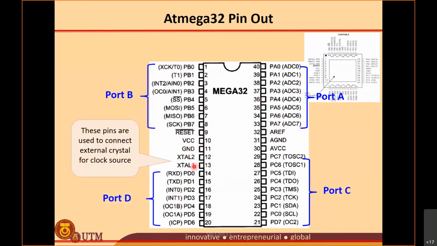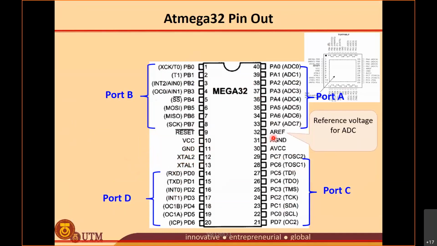Then we have external 1 and external 2. These pins are used to connect to an external crystal for the clock source. In order to increase the processor speed, you can connect external 1 and external 2 to your clock source crystal. And then we have the AREF. Every time you do analog to digital conversion, we need the reference voltage. Later you will learn how to determine the voltage reference. So this is the reference voltage for the ADC.